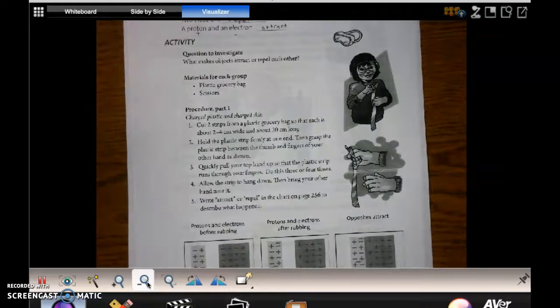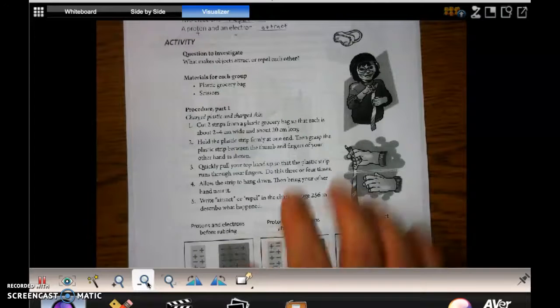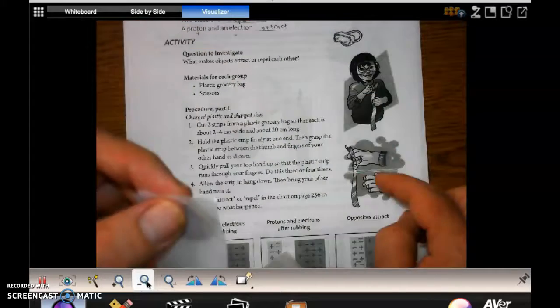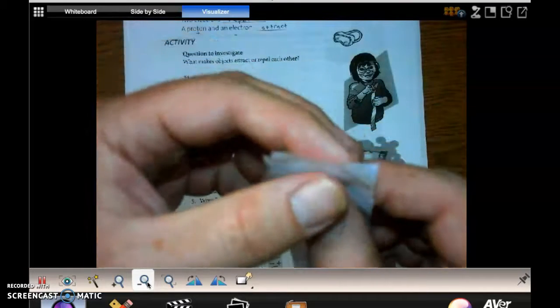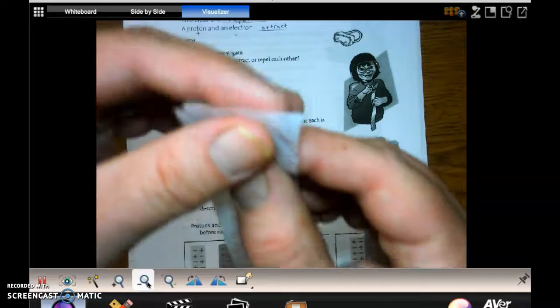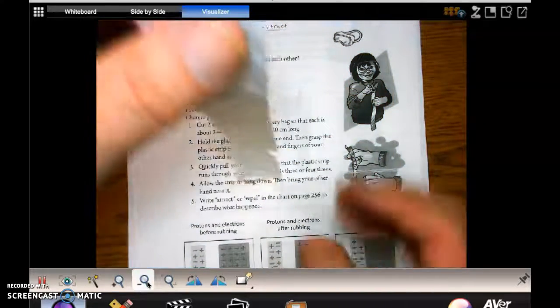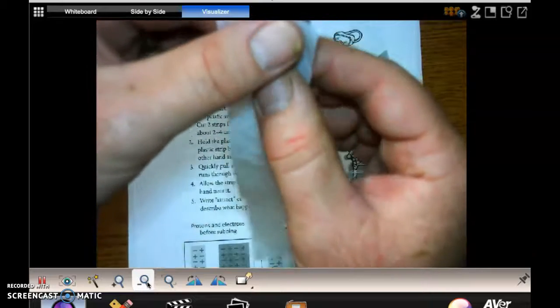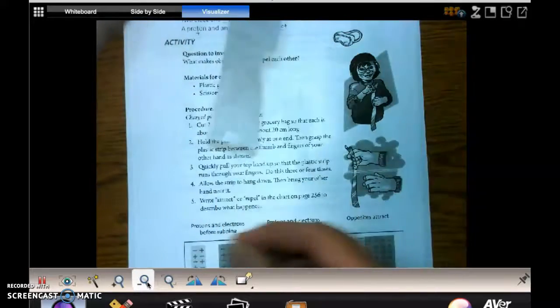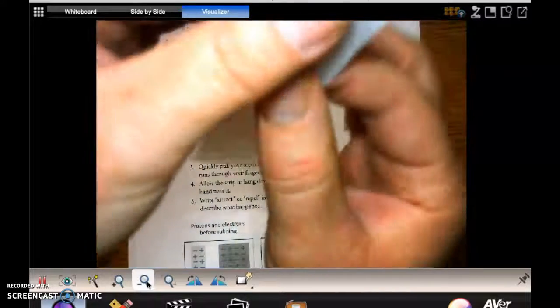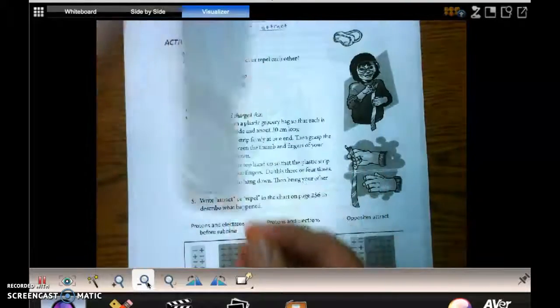All right, so what we're going to do is, after we've cut the strips, we're going to hold the strip firmly at one end and then grasp the plastic strip between the thumb and forefingers of your other hand as it's shown. Quickly pull your top hand up so that the plastic strip runs through your fingers. And you have to be careful here because these are not the sturdiest material. They can break off in your hand, so don't hold it too tightly, but you want to pull it through your fingers. Tug it through the grip of your fingers.